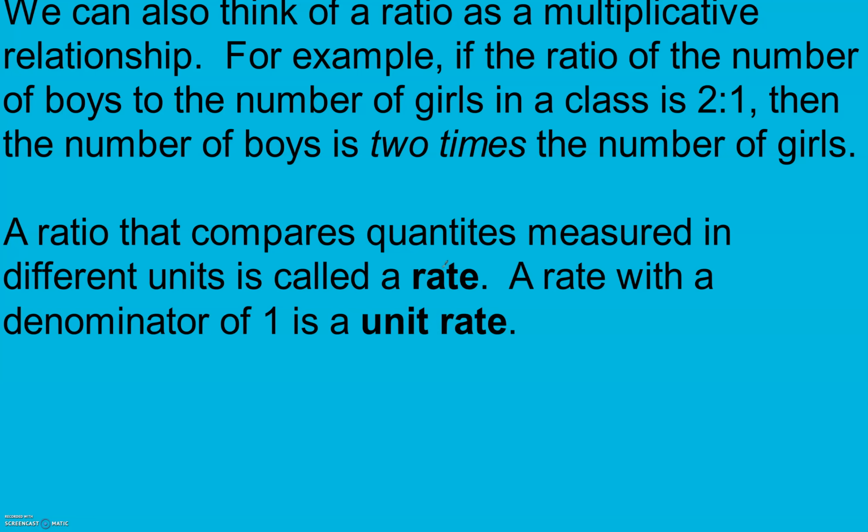So miles over hours, for example, or pounds per bag, or things like that. And a rate with a denominator of 1 is a unit rate. So if we simplify that down so that our denominator is 1, like miles per hour on our speedometer, for example, that is a unit rate.